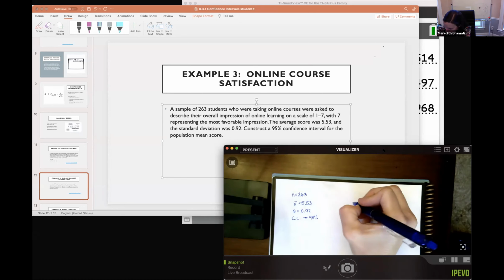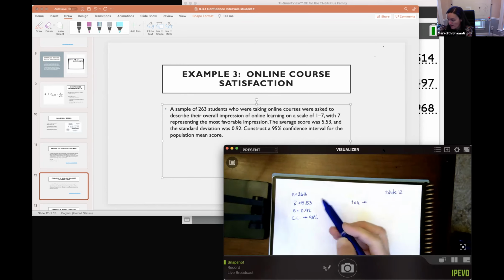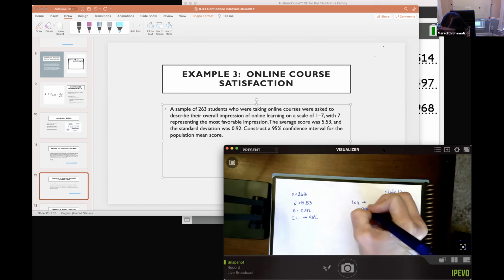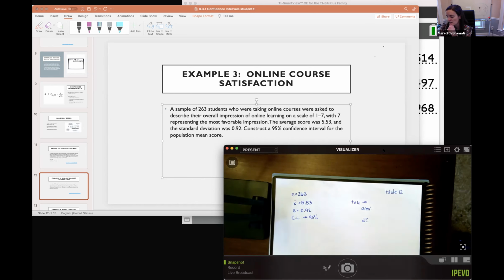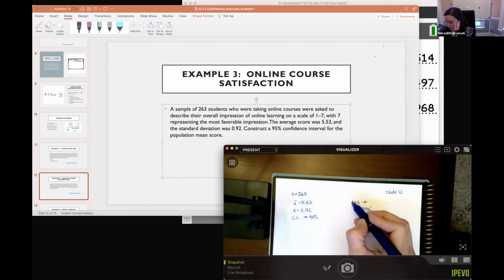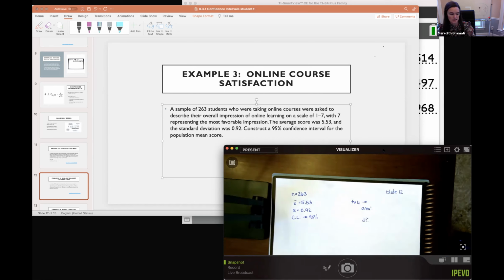Now, we need to come up with a T alpha 2 value with the area and the degrees of freedom. Please try doing this on your own and enter the answer into the chat, privately to me, so I can see it and see if you're correct. Knowing that your confidence level is 95%, that your sample size is 263, what would be your T alpha 2 from this?